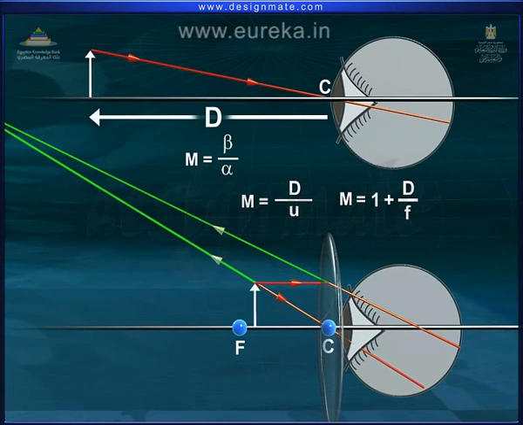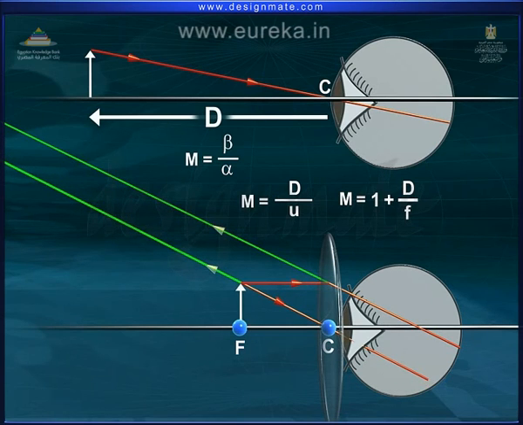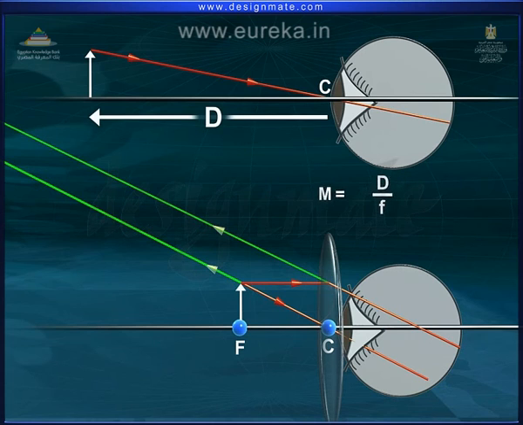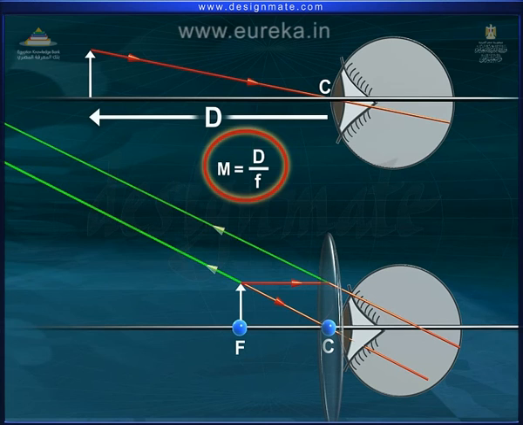When an object is placed at the focal length of a lens, then the final image will be formed at infinity. Here, as the image distance is very large, that is infinity, in the above equation, 1 can be neglected as compared to d upon f. Therefore, the magnifying power m is equal to d upon f. From this equation, it is clear that the magnifying power and the focal length of a lens are inversely related to each other. Therefore, smaller the focal length, larger the magnifying power.